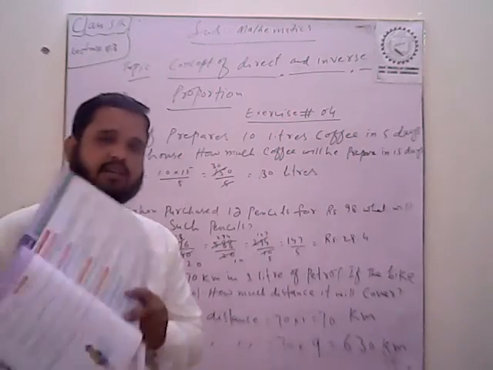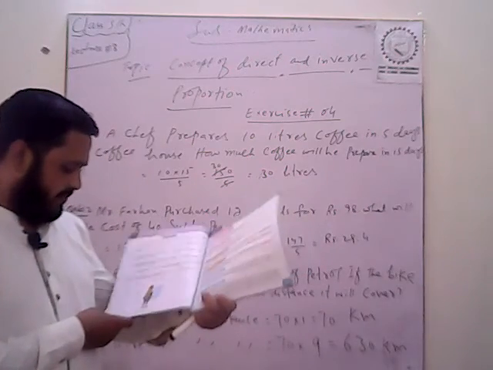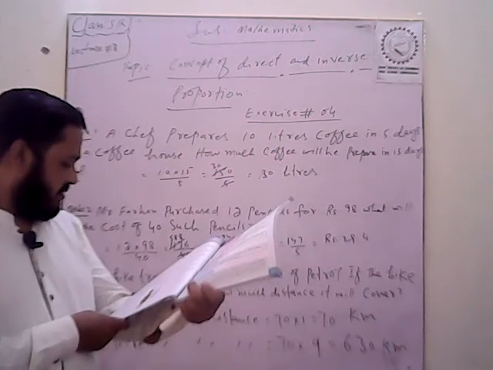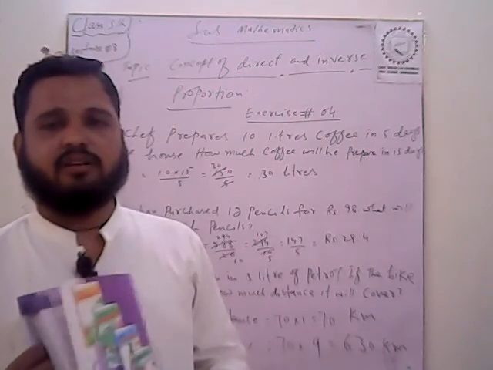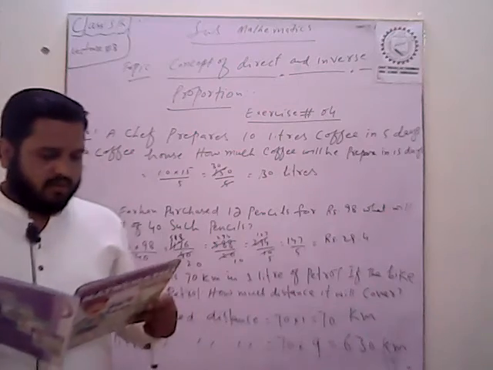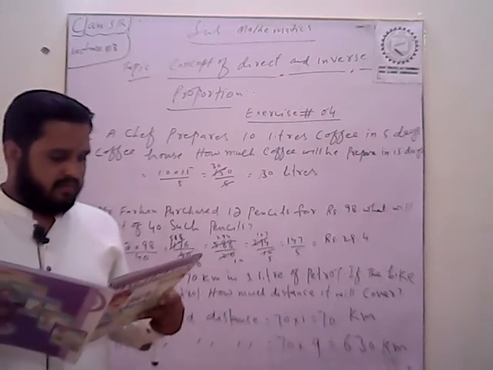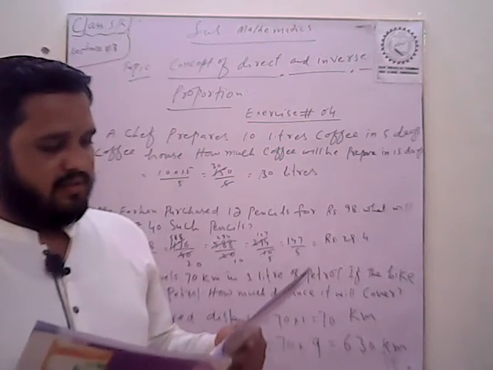So you can see on your book page number 24 there are questions number 4, 5 and 6. It is homework for you. There are 3 questions in this exercise.